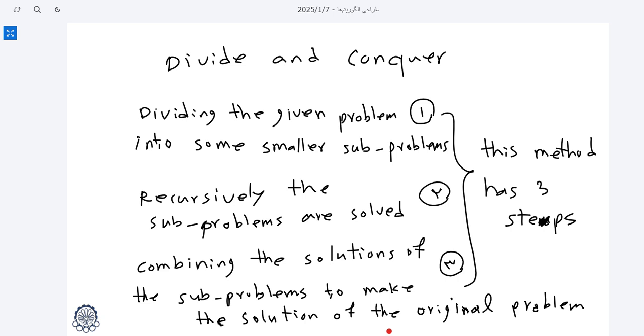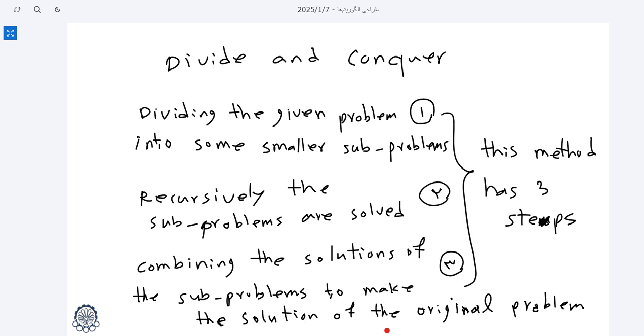The idea behind this decision is that smaller subproblems can be solved more easily than a bigger problem. So to make solving the problem easier, we divide it into smaller subproblems. So the first step is dividing the given problem into smaller subproblems.